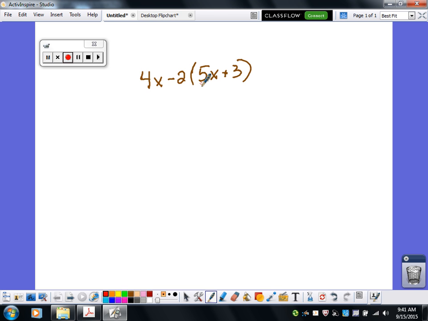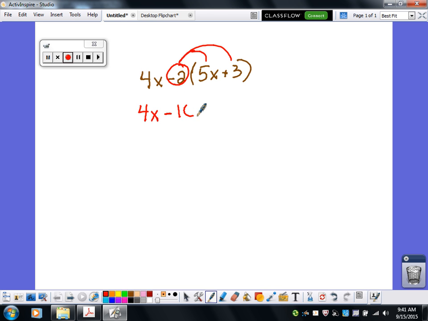I always distribute the thing that's on the outside of the parentheses. What's the number that's directly outside the parentheses? Negative 2. So I'm going to distribute this negative 2 to the 5x and to the 3. Now, I'm not going to do anything with the 4x right off the bat, so I'm just going to bring the 4x down. We'll worry about that in a little bit. So now we're going to distribute. What's negative 2 times 5x? Negative 10x. We good? So I'll write that down.